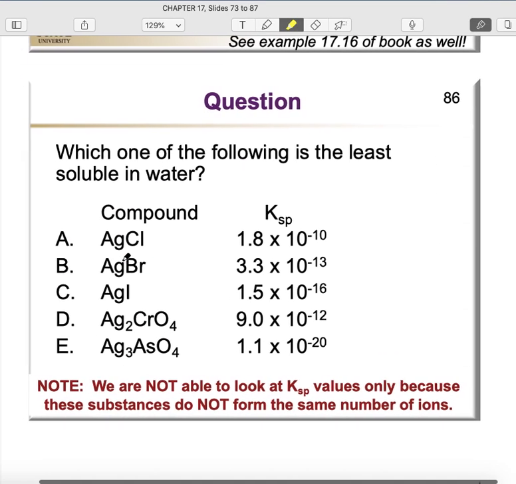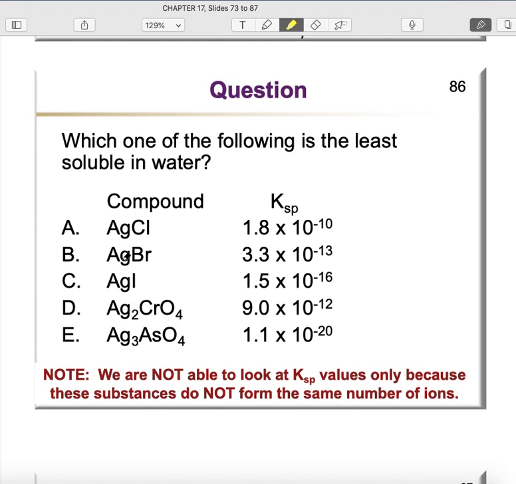All right, so the next question is, which of the following is the least soluble in water? And we have a total of 5 compounds. This one is going to be a little bit harder, and hopefully you can see that immediately. The first 3 are all silver compounds that have 2 ions. So silver chloride has 1 silver, 1 chloride ion. This one has 1 silver, 1 bromide, and 1 silver, 1 iodide. So these 3 we could compare, and from those 3 we could eliminate the most soluble ones.